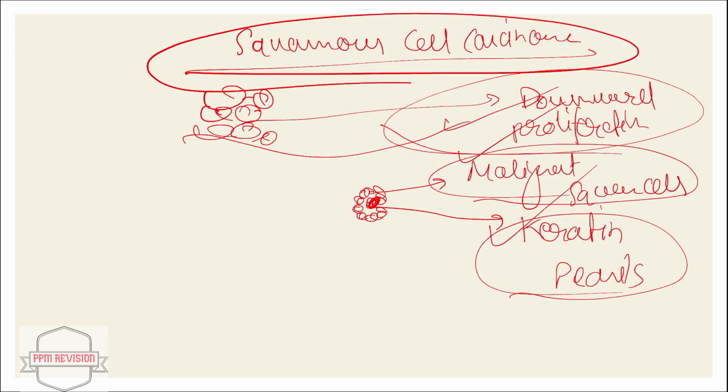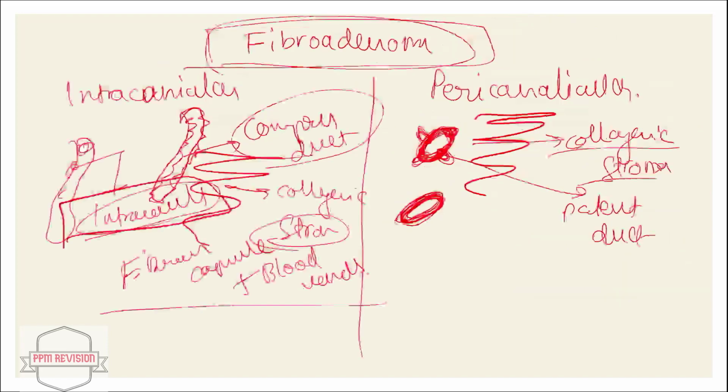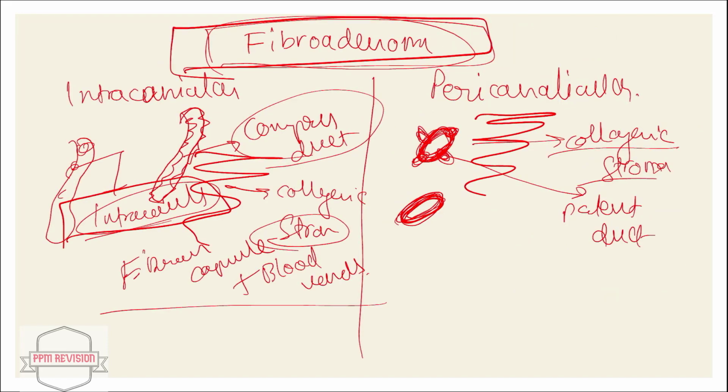So here is the squamous cell carcinoma we have been studying. In squamous cell carcinoma, there is a downward proliferation that can be seen. There's presence of keratin pearls. Since it's a carcinoma, there have to be carcinomatous cells. So here you have malignant squamous cell carcinoma cells, and there's also presence of keratin pearls. Moving ahead, there's fibroadenoma, right?